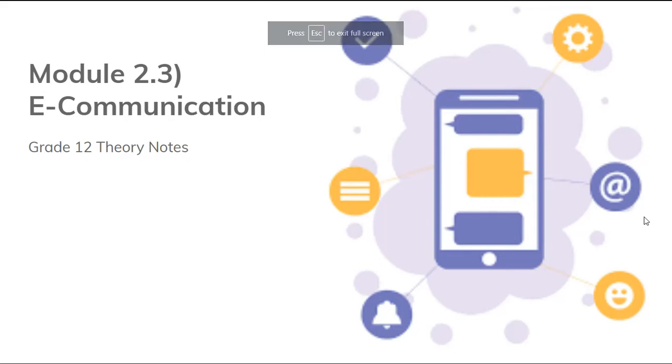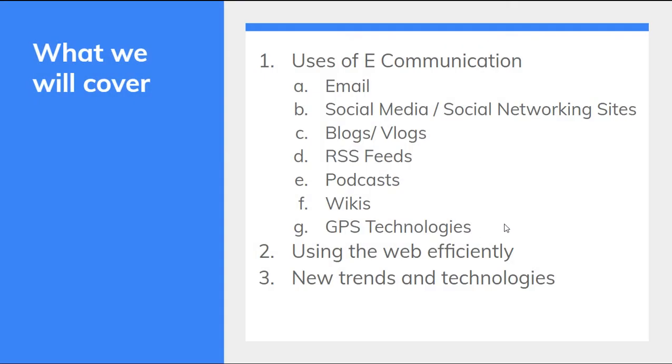Okay, this is our second last theory chapter, module 2.3, E-Communications. We're going to be covering different uses of e-communications or digital communications, including email, social media, social networking sites, blogs, vlogs, RSS feeds, podcasts, wikis, GPS technologies.